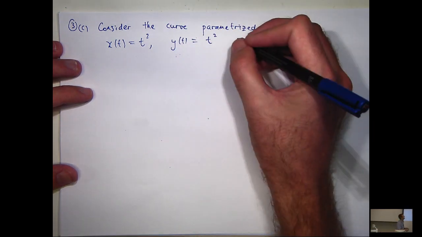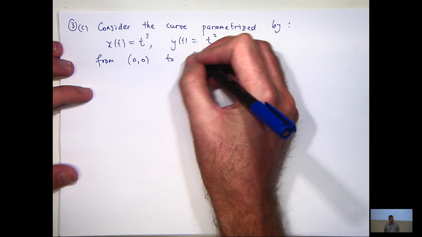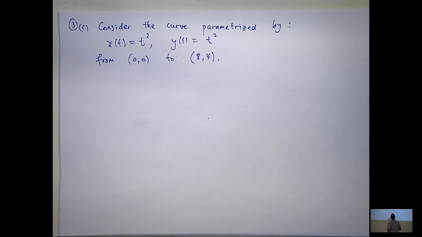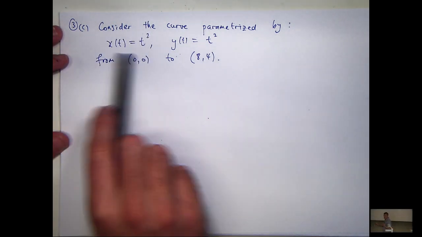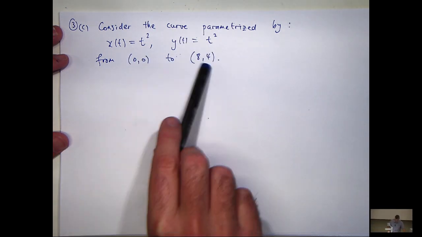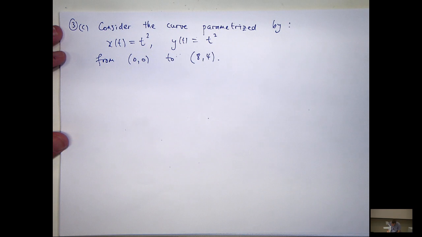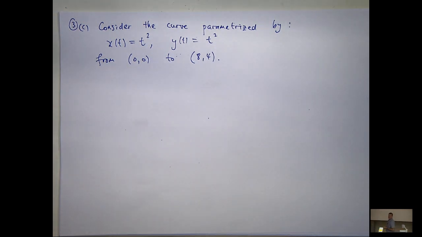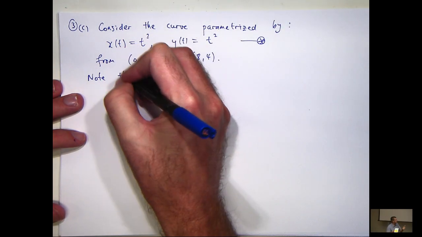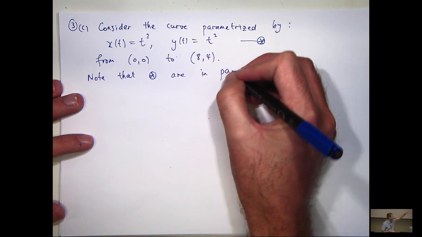So here is our basic description. You can see the x-coordinate is a function of t, the y-coordinate is a function of t, and we're going from this point to this point in the plane. So we're going from x equals 0, y equals 0 to x equals 8, y equals 8. So that's the curve. Our equations are in so-called parametric form.